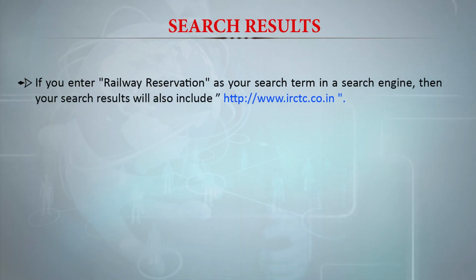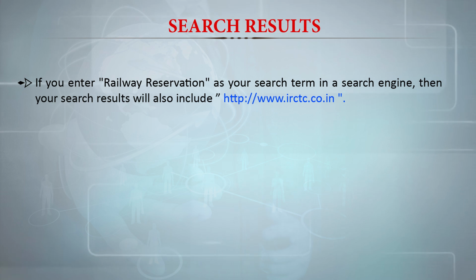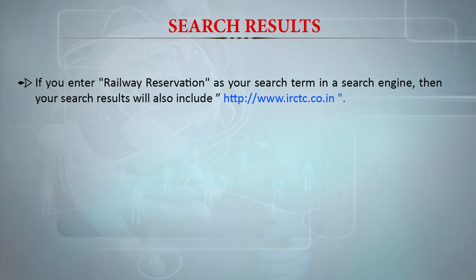Now let us briefly discuss the search results. Let us consider a couple of websites that we get as a result of our search terms. For example, if we enter railway reservation as our search term in a search engine, then our search results will also include http://www.irctc.co.in.